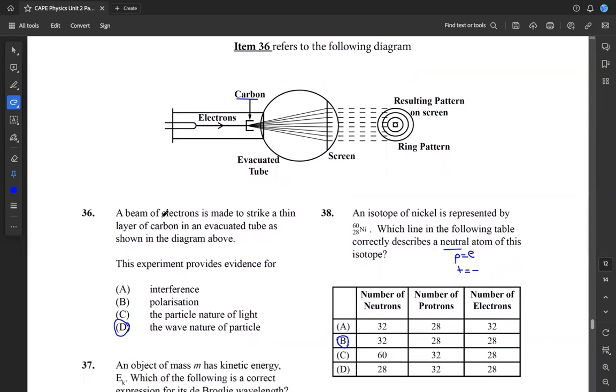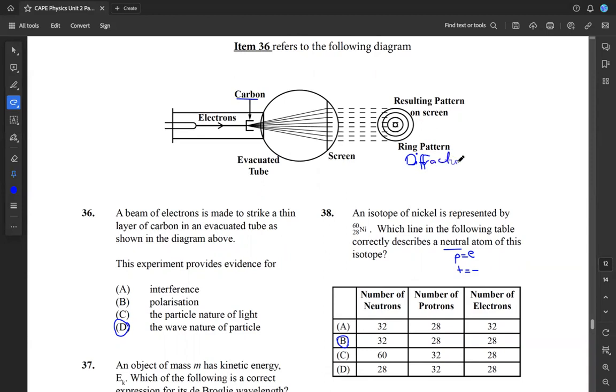Okay, so let's see what the question is saying. A beam of electrons is made to strike a thin layer of carbon in an evacuated tube as shown in the diagram above. So we have electrons striking carbon, right? And so as I said, we're going to get some diffraction and some diffraction pattern, right? So let's write that this is a diffraction pattern, right?